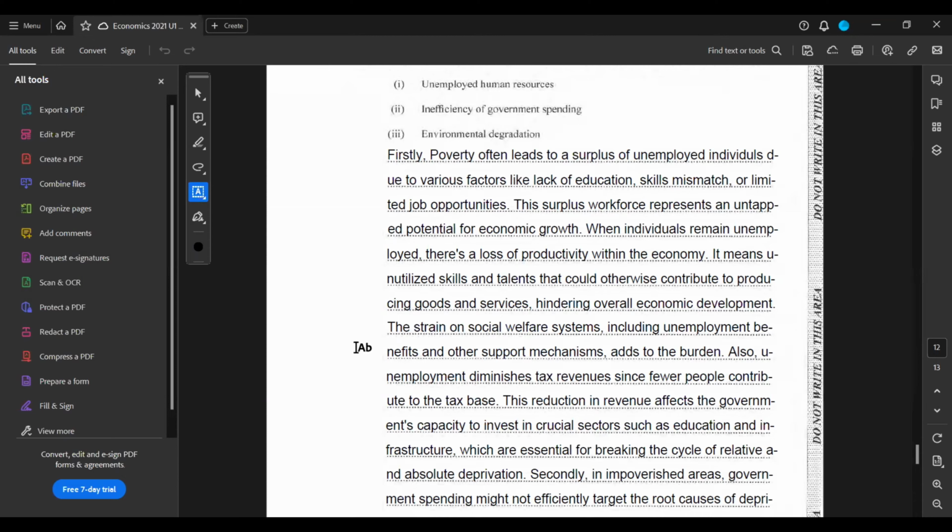The strain on social welfare systems, including unemployment benefits and other support mechanisms, adds to the burden. Also, unemployment diminishes tax revenues since fewer people contribute to the tax base. This reduction in revenue affects the government's capacity to invest in crucial sectors such as education and infrastructure, which are essential for breaking the cycle of relative and absolute deprivation.